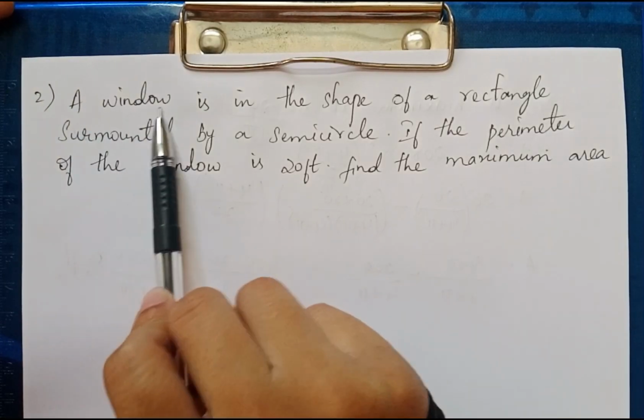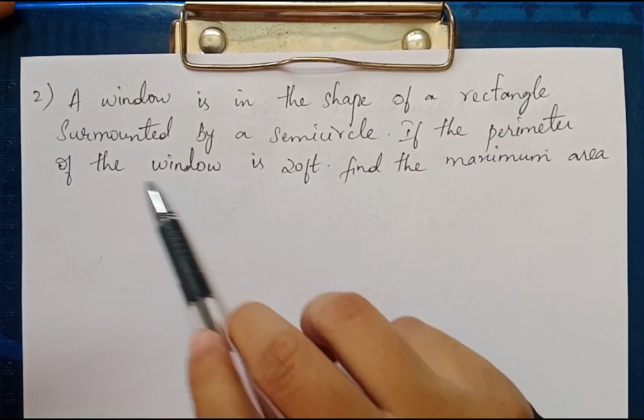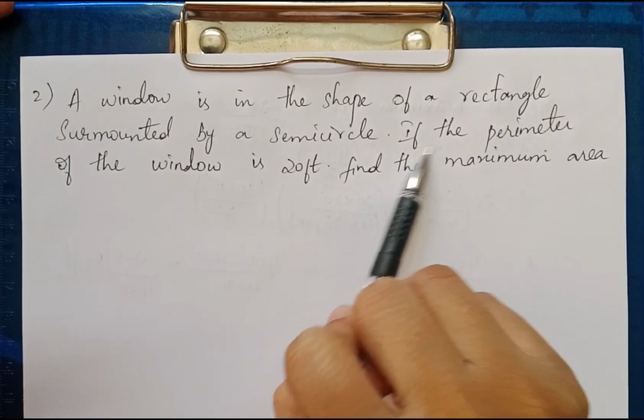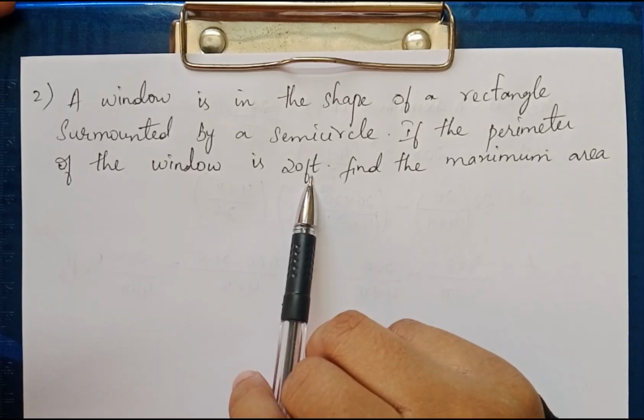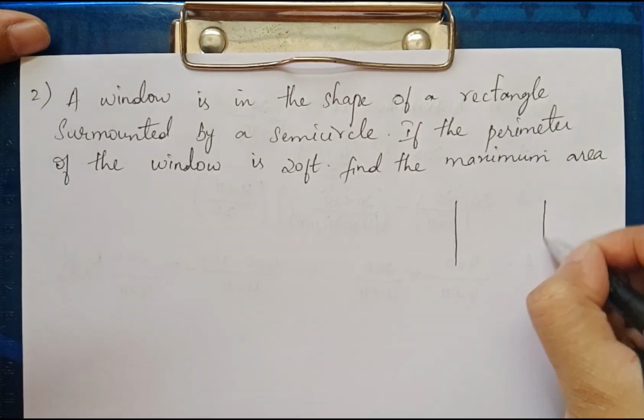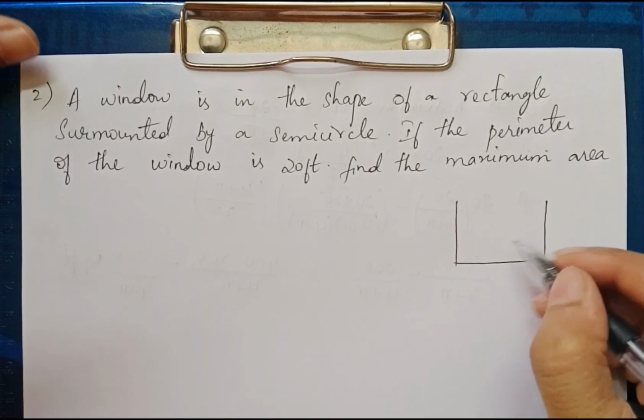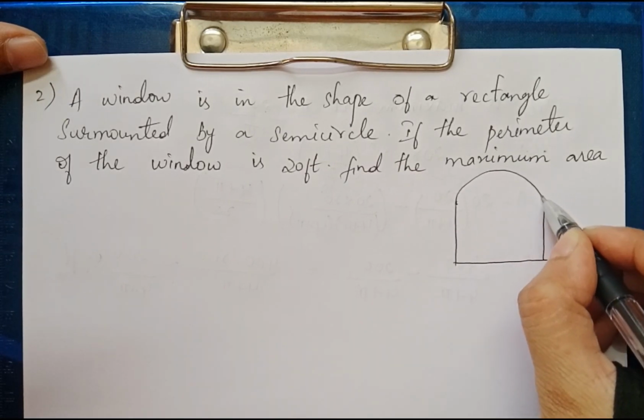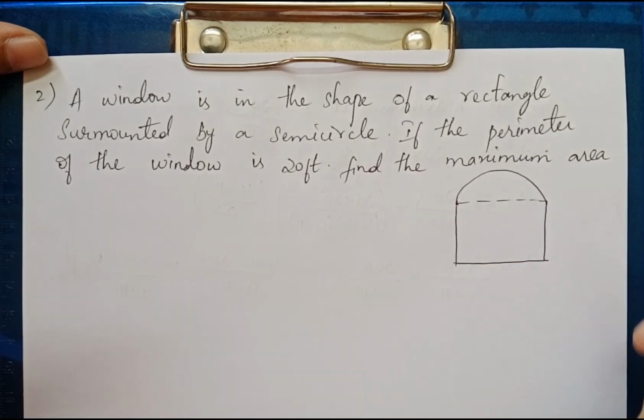Next question is, a window is in the shape of a rectangle surmounted by a semicircle. If the perimeter of the window is 20 feet, find the maximum area. So here we are having a rectangle on which there is a semicircle, right?